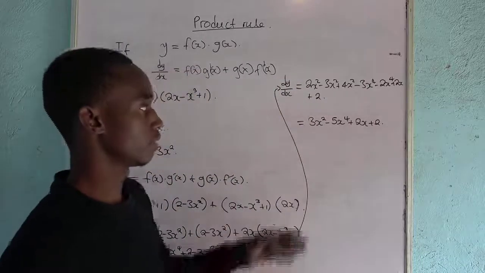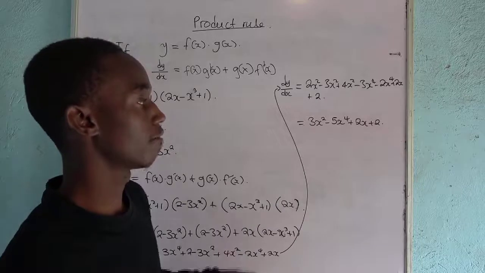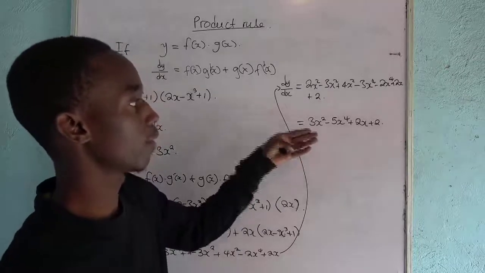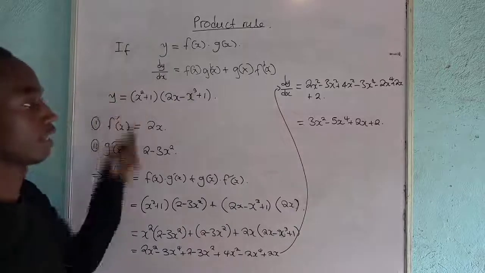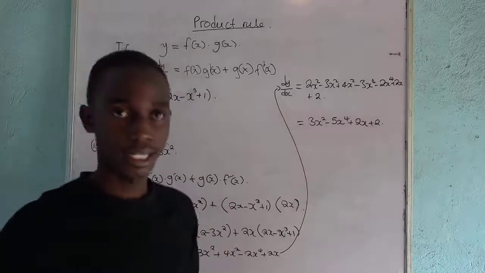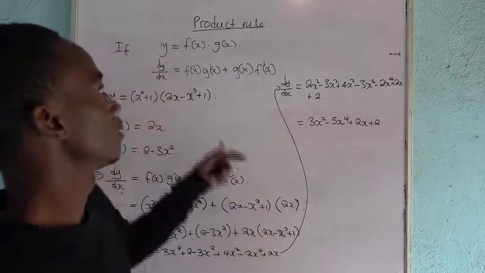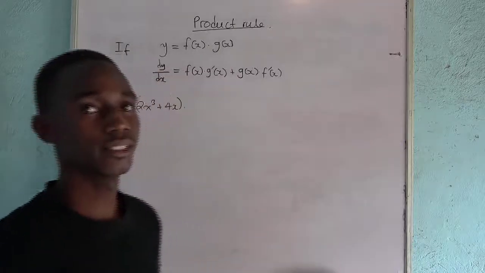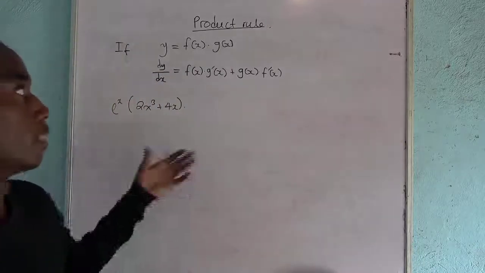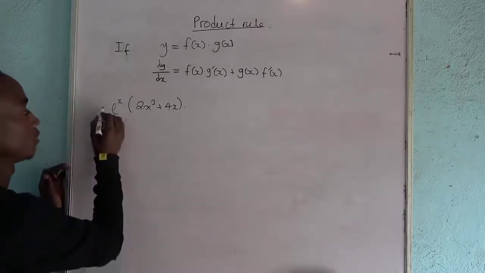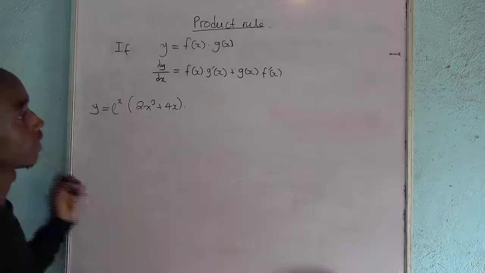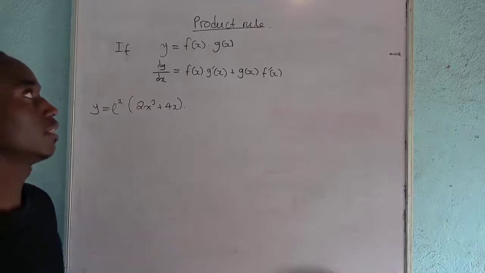Alright, now, so this becomes our final solution, or this is our dy dx of this function here. Can we look at another example based on the product rule? Okay, so here's another example based on the product rule. So how can we differentiate this function based on the product rule?